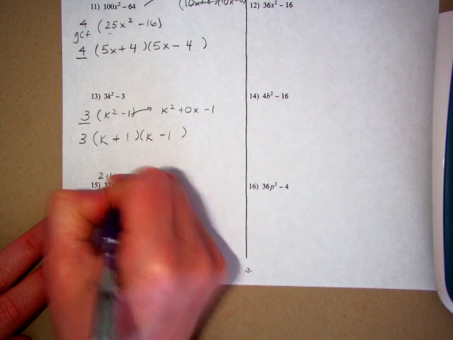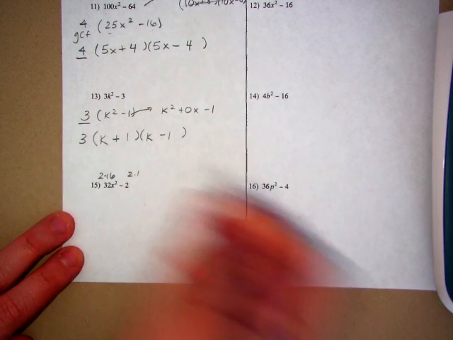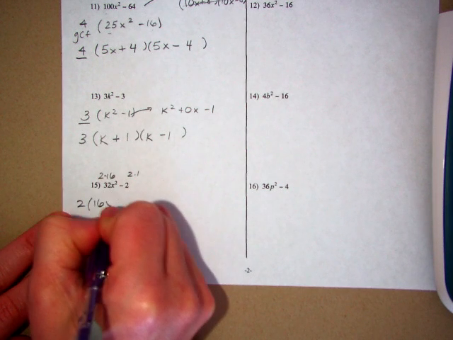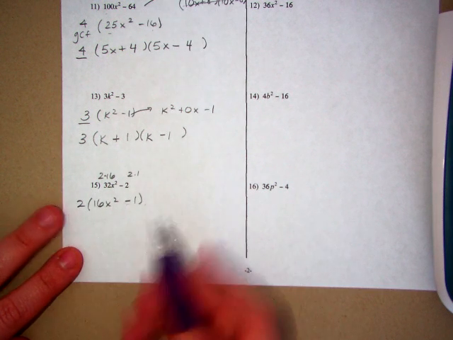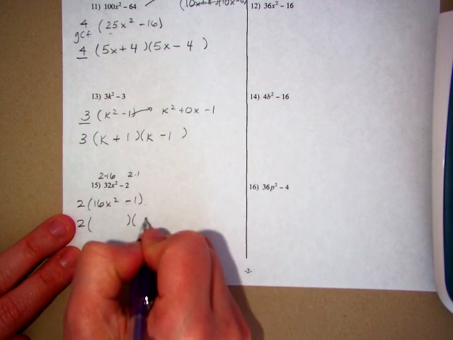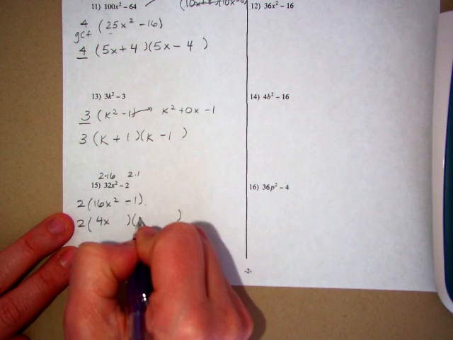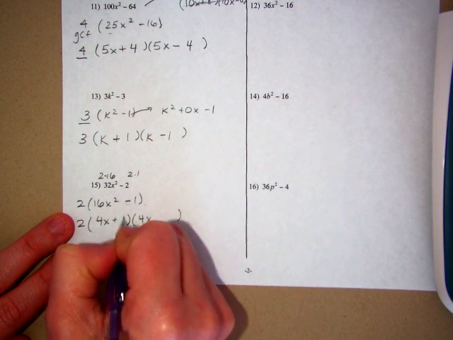Last one is GCF. This is 2 times 16 and 2 times 1. 16x squared minus 1. There's that minus 1, difference of squares again. 4x and 4x, plus 1 minus 1.